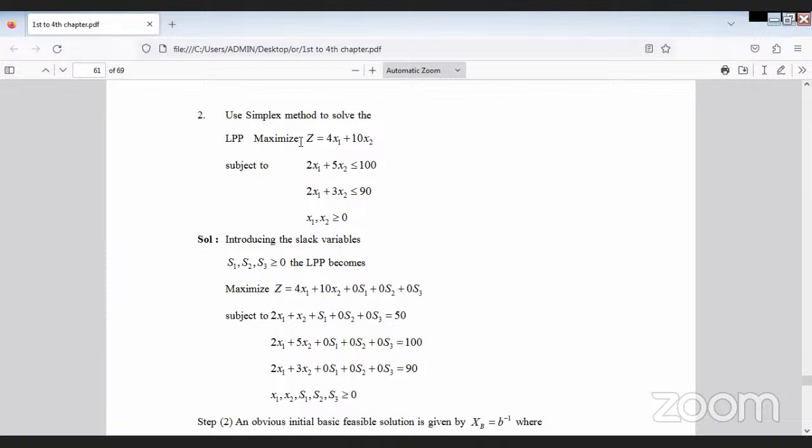Use the simplex method to solve the LPP. Maximize Z is equal to 4x1 plus 10x2, subject to 2x1 plus 5x2 less than or equal to 100, 2x1 plus 3x2 less than or equal to 90, x1, x2 greater than or equal to 0. Introducing the slack variables S1, S2, S3 greater than or equal to 0. So the LP is Z is equal to 4x1 plus 10x2. There is no S1, S2 in it, so I am writing here 0 S1, 0 S2, 0 S3. We can write it or not?